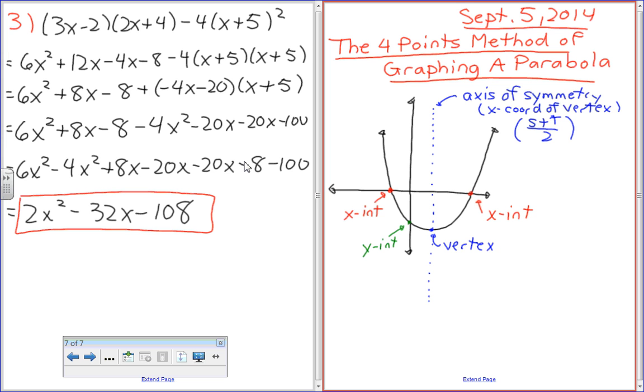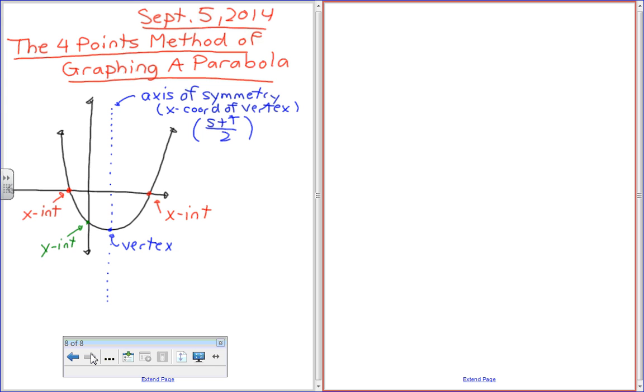Okay, I'm going to try and make this a little bit neater now. So I'm going to say the 4 main points are, the first one I start with is the vertex.